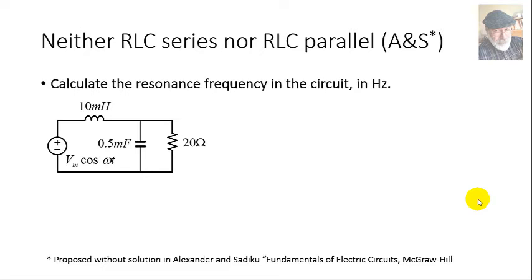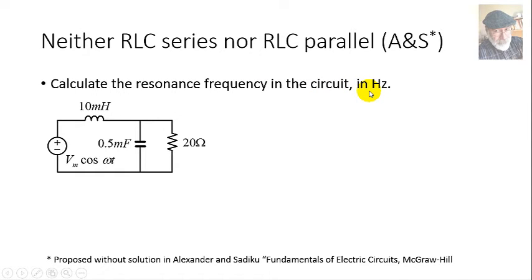Now, let's consider an exercise that is also proposed in Alexander and Sadiku, but solved differently there. This circuit presents an inductor and a capacitor along with a resistor, but the capacitor and the inductor are neither in series nor in parallel. That makes it a more general circuit. It is fed by this cosine-powered source. 10 millihenries, half a millifarad, 20 ohms. Calculate the resonant frequency of the circuit in hertz.